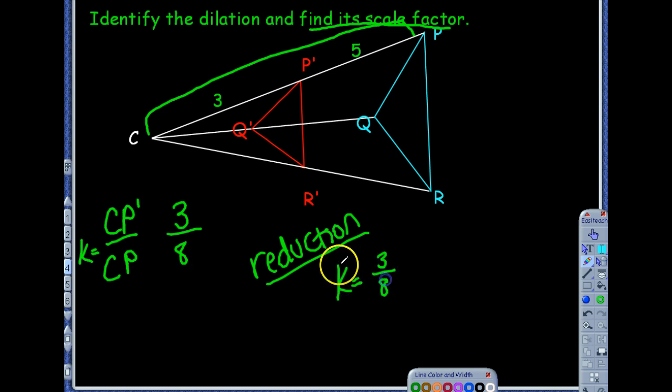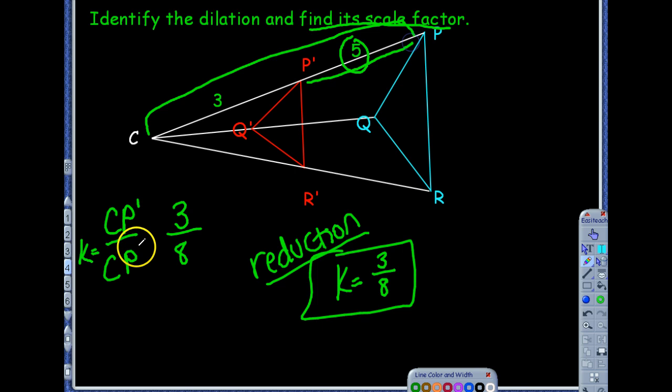Now, a common mistake that I often see is people putting 3/5, which would be between 0 and 1. But the 5 is actually the distance between the pre-image and the image, which you are never going to use. That is a very common mistake that people will make. Notice that we go to the image first. The image measure is always going to be the one on top, and then the distance from the center to the pre-image is the one on the bottom.